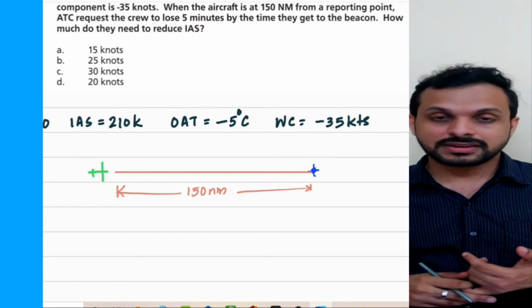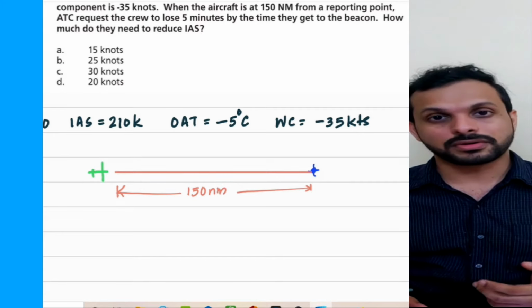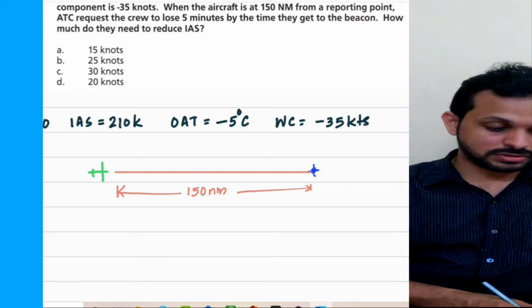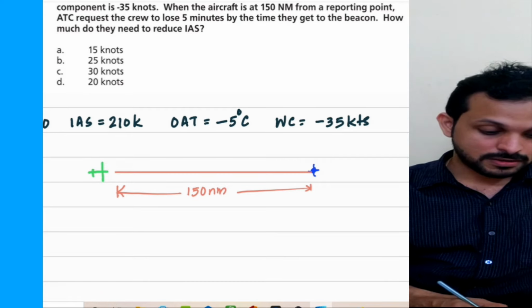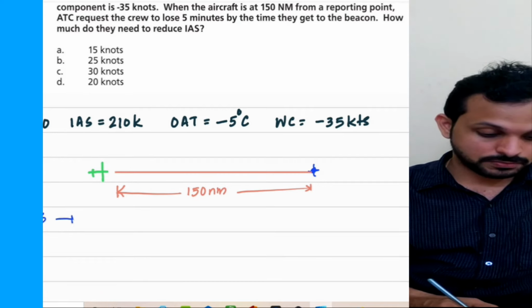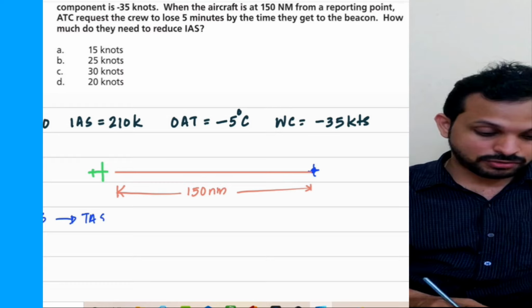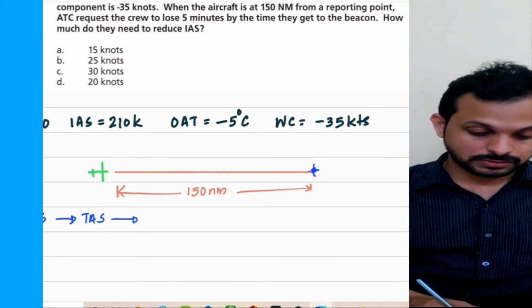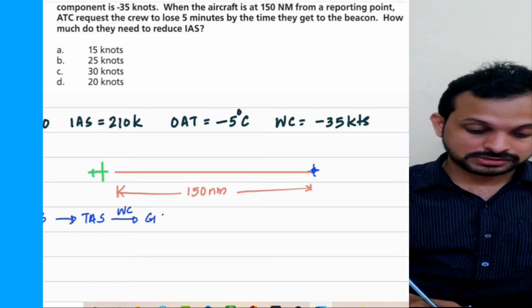So what we have is the indicated airspeed and the wind component, and we know that if we can find the true airspeed, so obviously from the indicated airspeed, you know how to find out the true airspeed. And if you can find the true airspeed, and if you can apply this particular wind component to it, what you can find out is the ground speed.